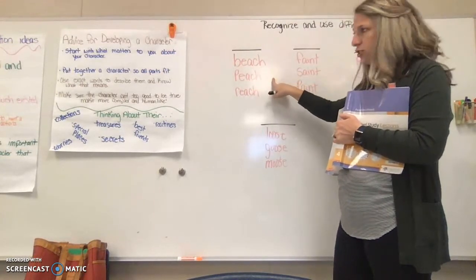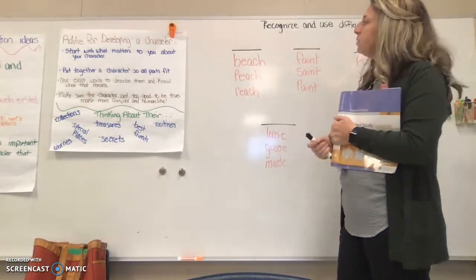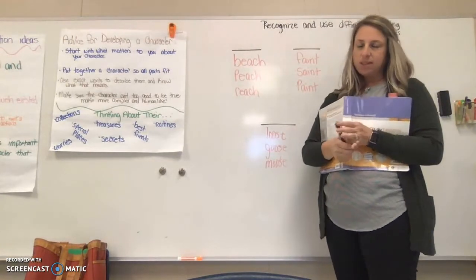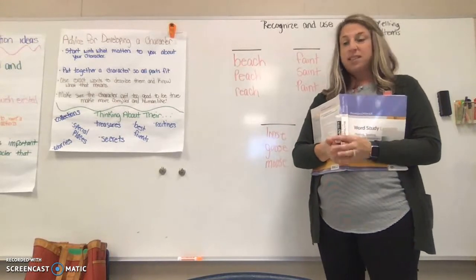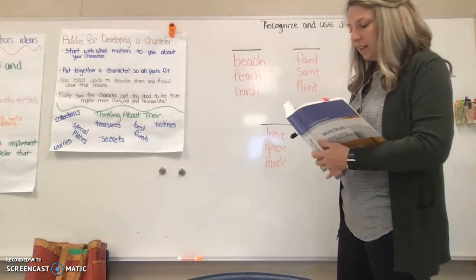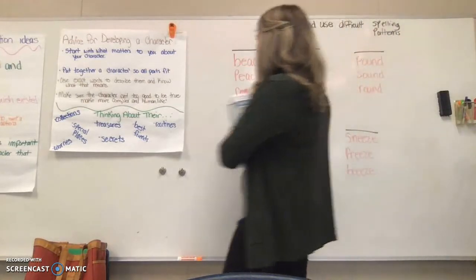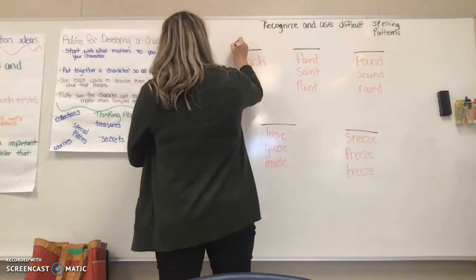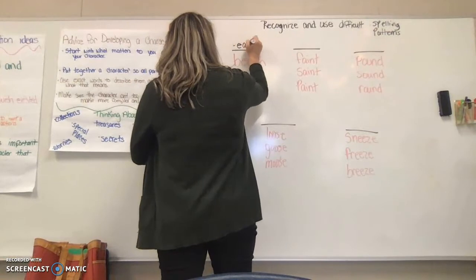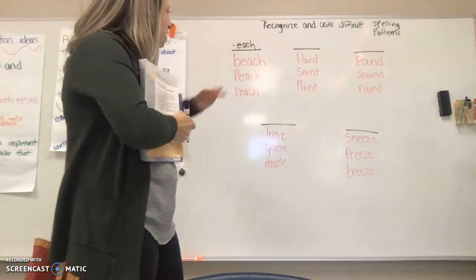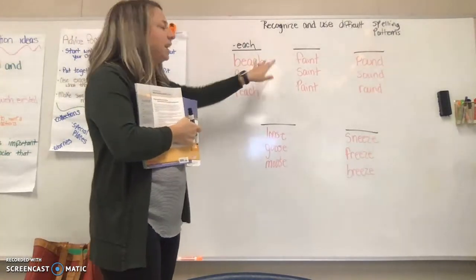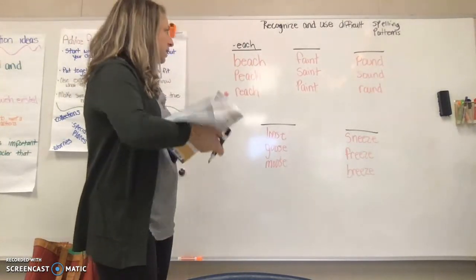Beach, peach, reach. What do you notice about those words? They all have what? They all have the each sound. They all have the E-A-C-H. What else do you notice about them? In there, it also has two vowels and two consonants with it.